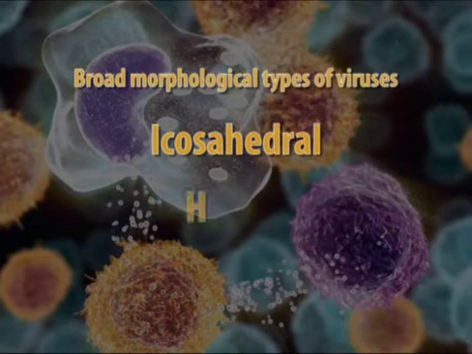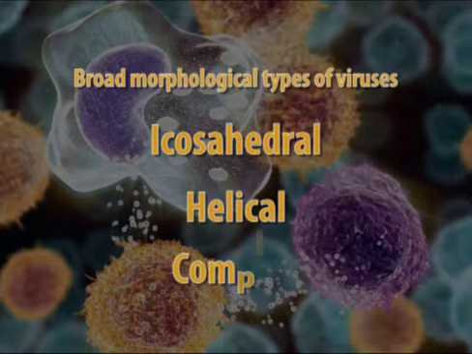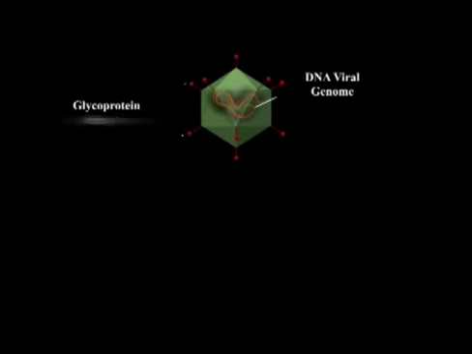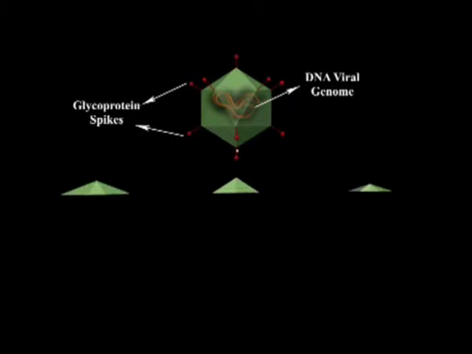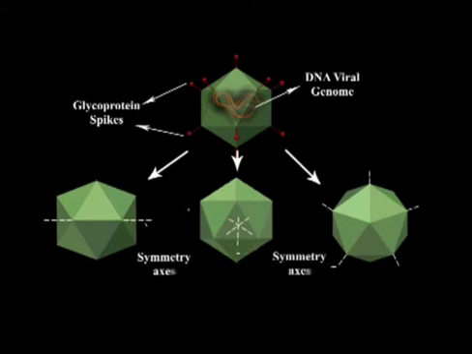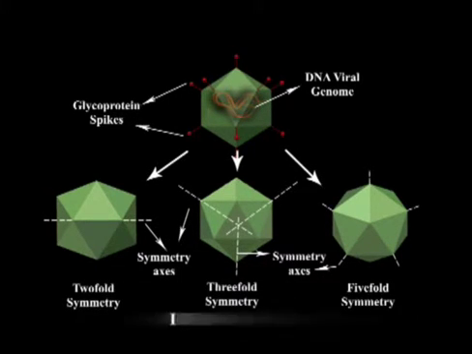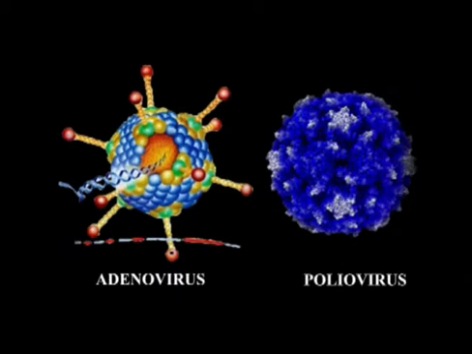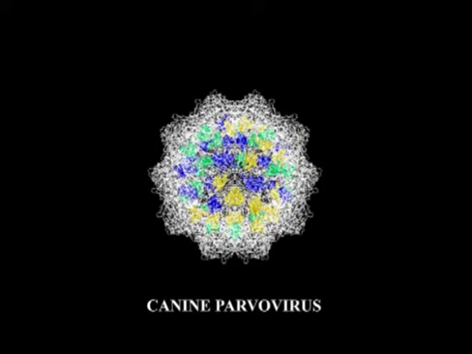Viruses can be broadly classified into three morphological types, including icosahedral, helical, and complex. Icosahedral, or a typical icosahedron, is a polyhedron with 12 vertices and 20 equilateral triangles as faces. The capsomers in the icosahedral viruses are composed of protomers, which may be either pentamers, that means with 5 protein subunits, or hexamers with 6 protein subunits. The best examples of icosahedral viruses include adenoviruses, polioviruses, and canine parvoviruses.